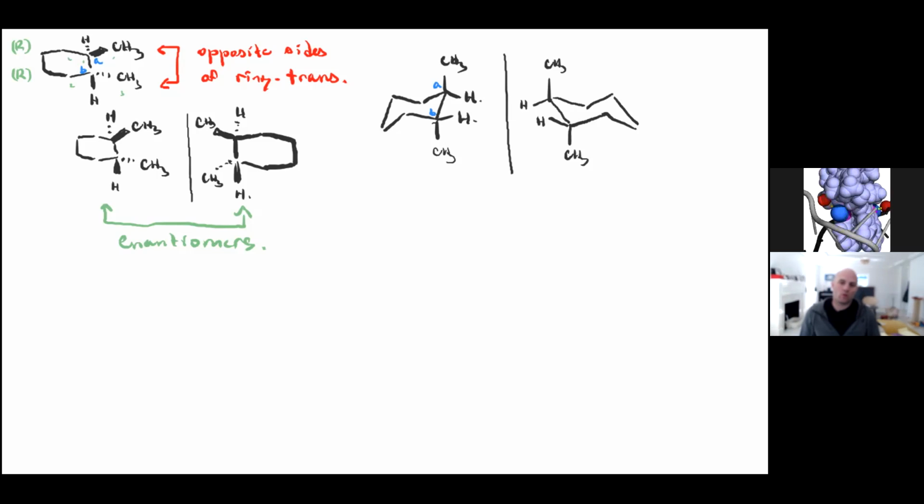And you can work through it. I'd encourage you maybe to consider building models of each. You're not going to be able to superimpose these, okay? So they're non-superimposable mirror images.